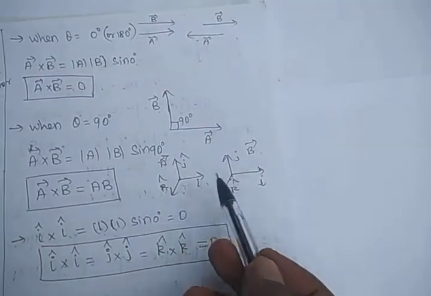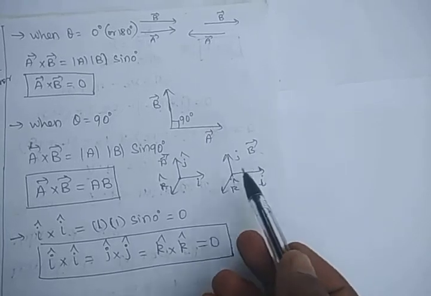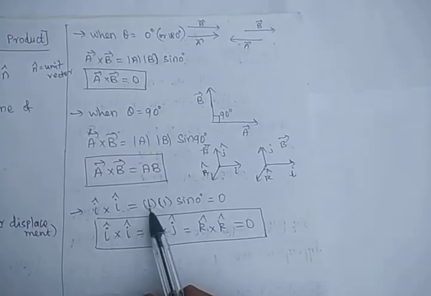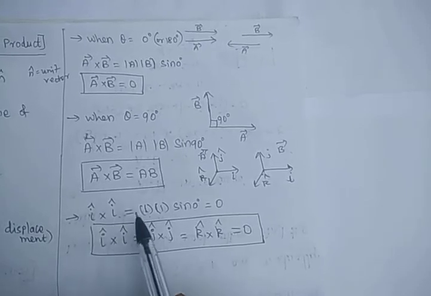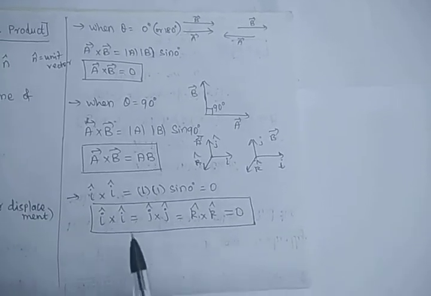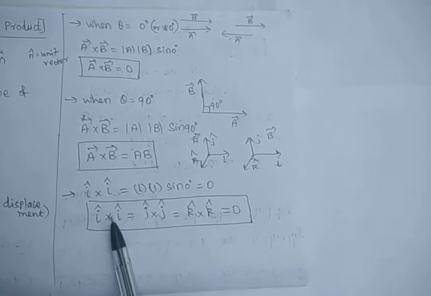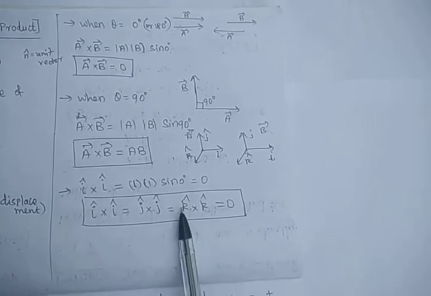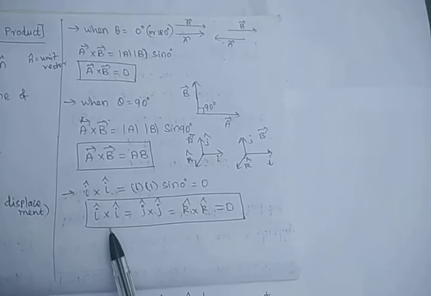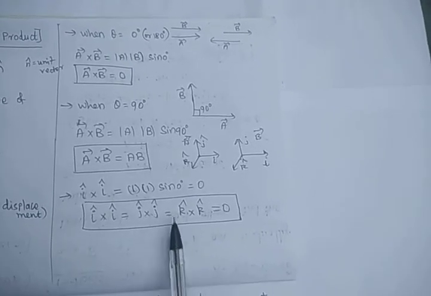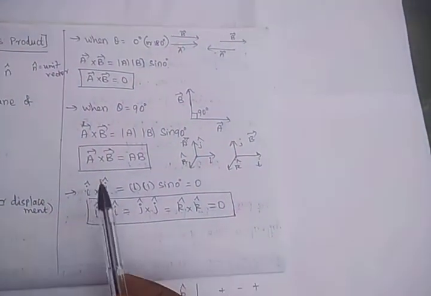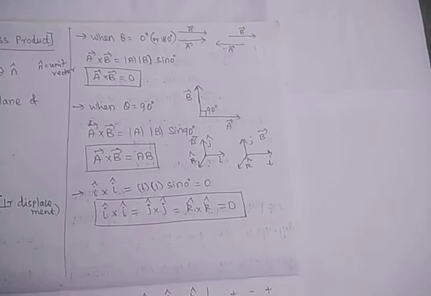So i vector cross i vector. Both the i are in the same direction, angle is 0. The magnitude of a unit vector is 1. So 1 into 1 sin 0 degree is 0. Hence we come to the conclusion that i cross i, j cross j and k cross k is equal to 0. But for dot product it is 1: i dot i, j dot j and k dot k. In scalar product the answer is 1. The vector product is just opposite to the scalar product.